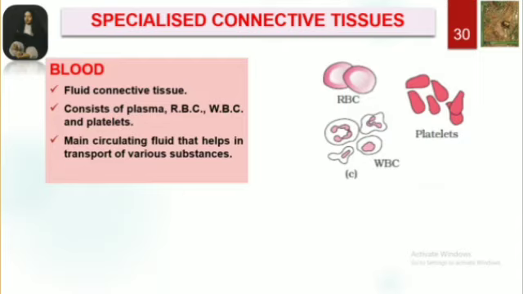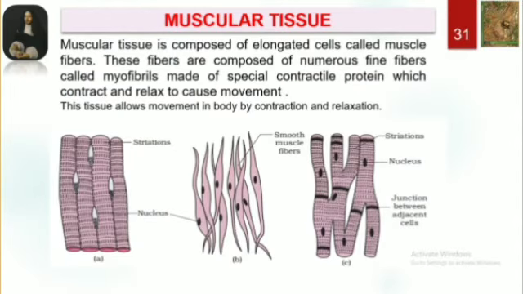Now we talk about a specialized fluid connective tissue, blood. It is a fluid connective tissue. It consists of cellular part, namely erythrocytes or RBC, leukocytes or WBC, and platelets. Its main circulating fluid, plasma, transports various substances.